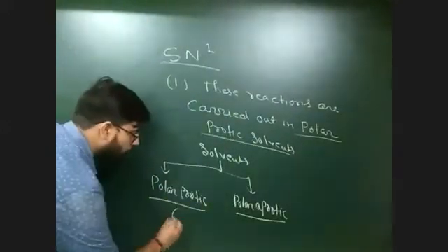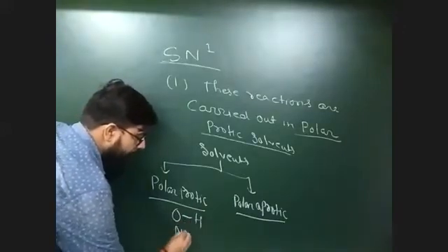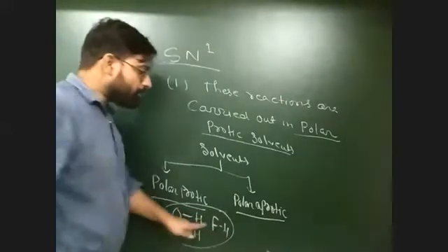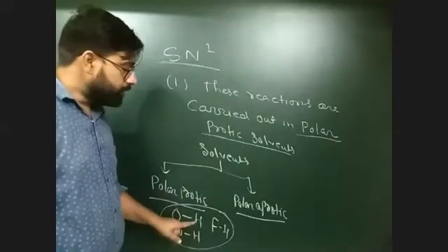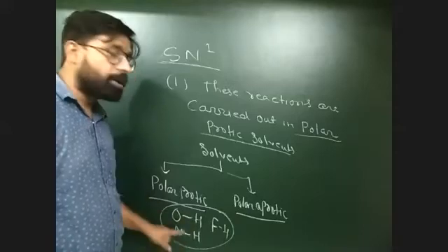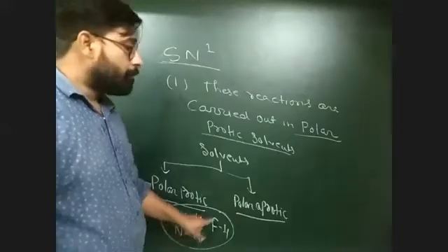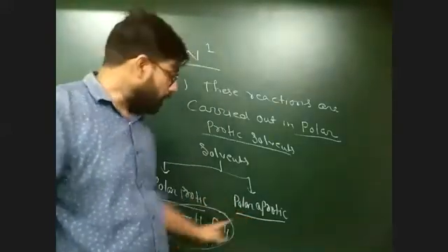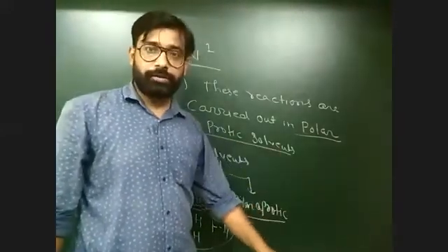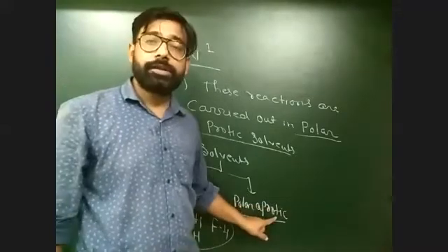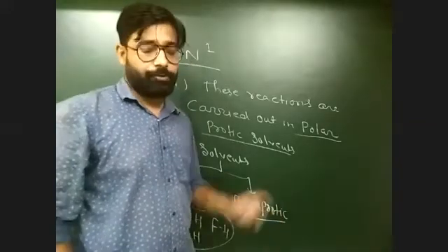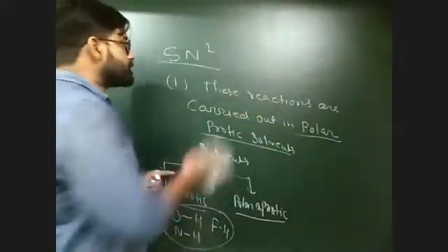That is, suppose OH, NH, FH. These three form hydrogen bonding. So these are the polar protic solvents. Polar aprotic solvents are also polar molecules, but they do not form hydrogen bonding. Polar aprotic, which does not form hydrogen bond, is known as polar aprotic. So here let's take some examples.